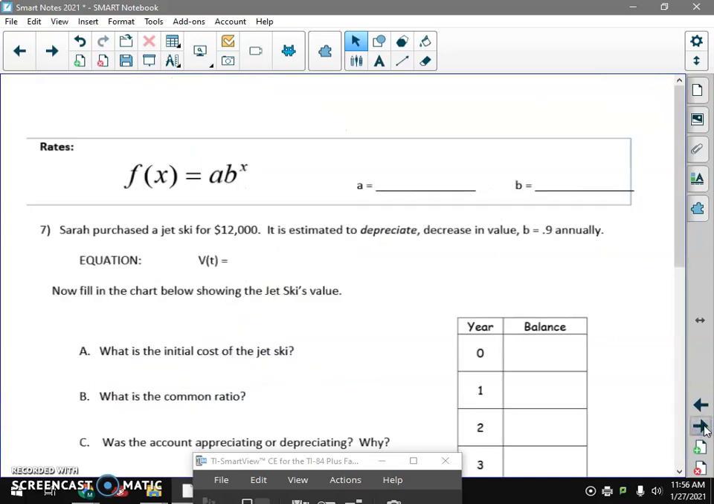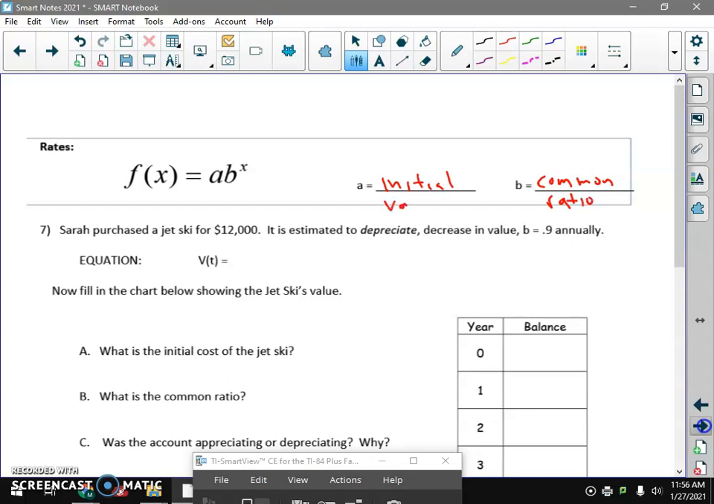We've got another one. A, initial value, and B, common ratio. And initial is also start. So what do we have? Sarah purchased a jet ski for $12,000. That sure sounds like the starting value. There's A right there.